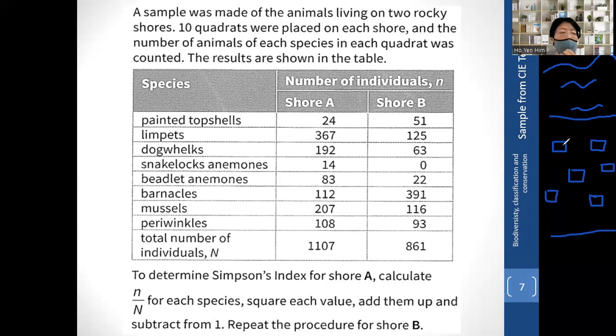So each of these boxes is called a quadrat. They sample all the different species and number in this quadrat. So there are 10 quadrats on each shore. These 10 quadrats will represent the species in these 2 shores. Okay, representative sample.